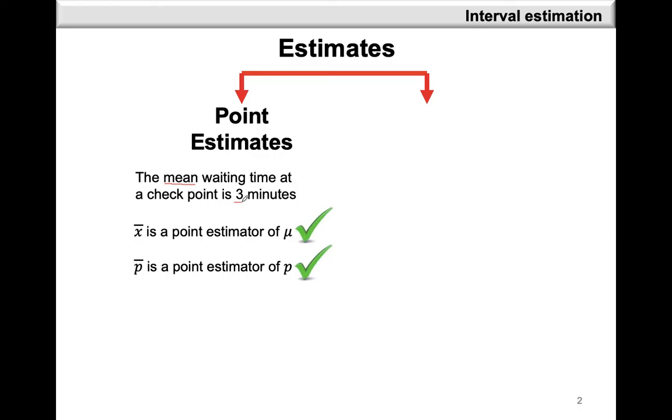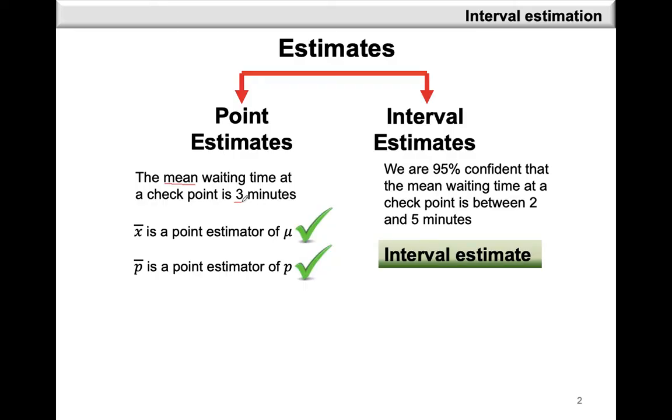So in chapter 7, we took a look at X bar, which is a point estimator for the population mean mu, as well as P bar, which is a point estimator of the population proportion P. We can also take a look at interval estimates, which is the second method that we're going to look at.